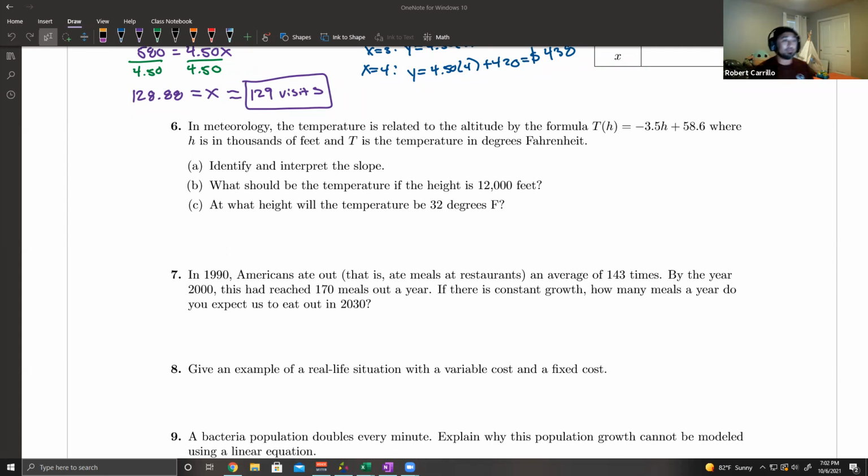All right. So in meteorology, the temperature is related to the altitude by the formula T of H equals negative 3.5 H plus 58.6, where H is in thousands of feet and T is the temperature in degrees Fahrenheit. A, identify and interpret the slope. Okay, so looking at this equation, what do you think the slope is?